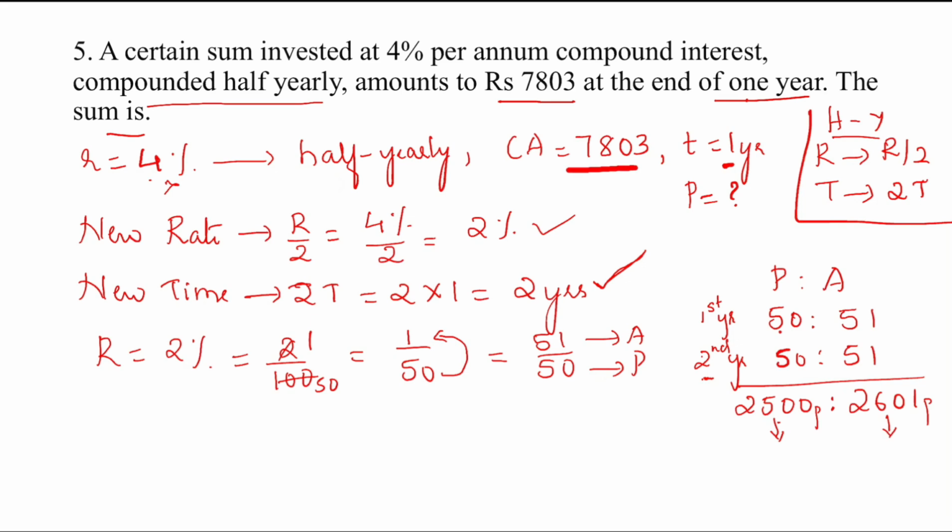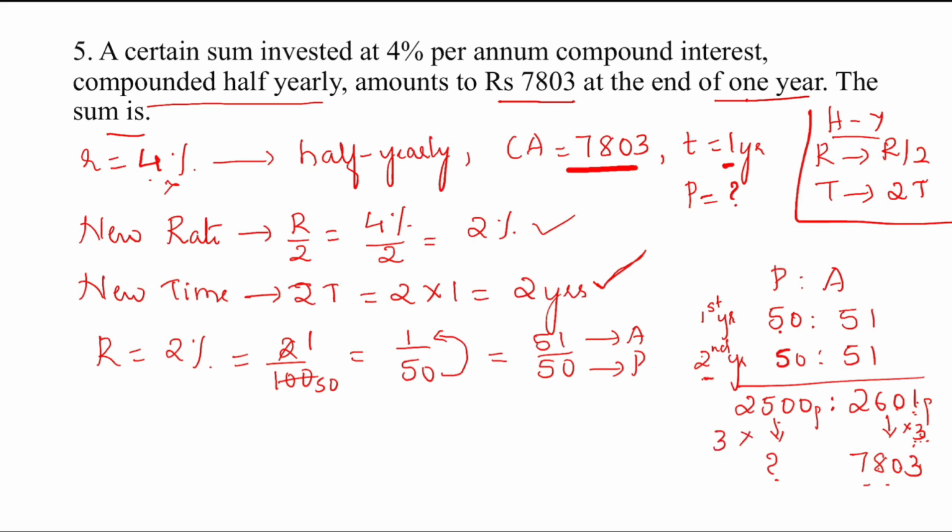So if 2601 parts is equal to 7803, then 2500 parts is how much? Okay. Now when we see these both, we can divide by 3. See here, 3 ones are 3, 3 zeros are 0, 3 6s are 18, 3 2s are 6 plus 1 is 7. So when we multiply by 3, we will get 7803. So this also, if we multiply by 3, we will get the principal amount.